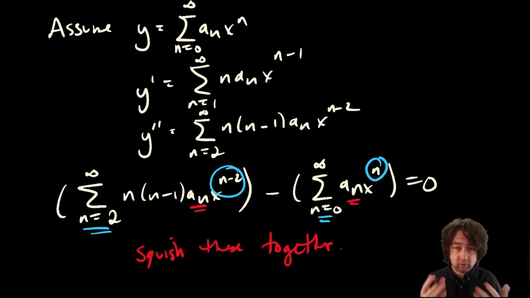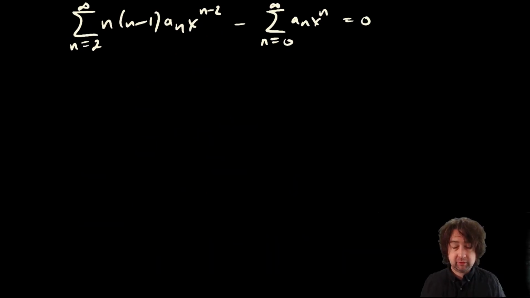I'm going to do it in the order that I've described them. I'm going to make the powers match first. After I do that, if the starting index doesn't match, then I'll just drop terms off some of the sums until I've got something that does match. So let me show you exactly what I mean by that. So here's the equation that we're starting with. And what we're going to do is first make a substitution that changes this n - 2 into an n.